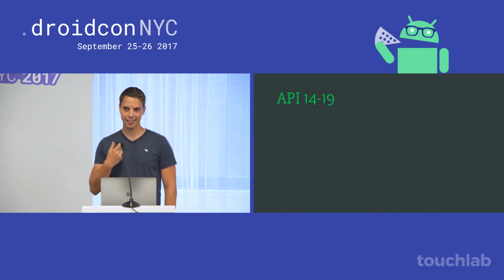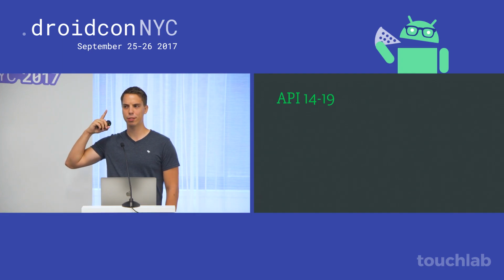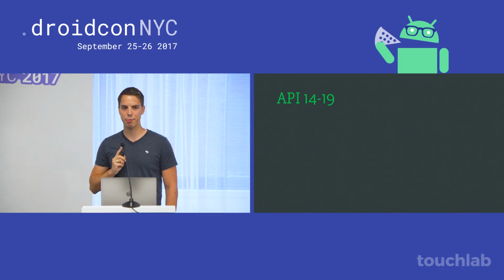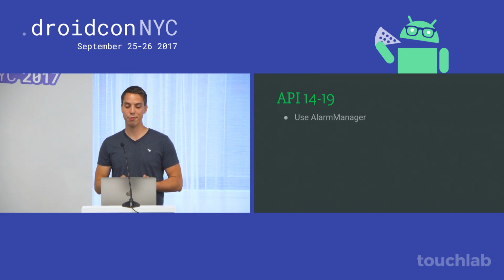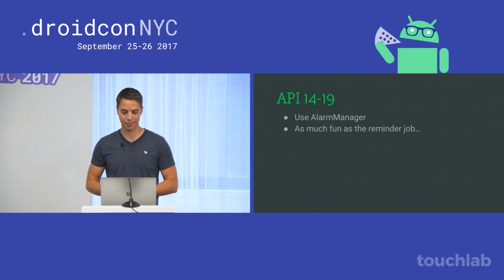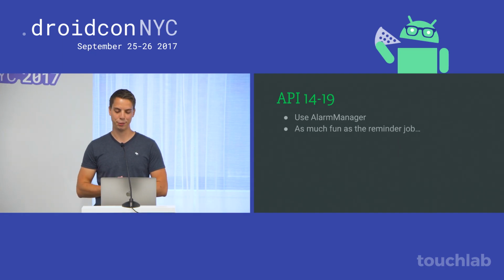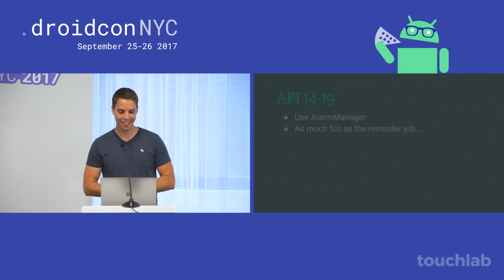Okay, and then, like I said, Job Scheduler is only available on Lollipop and above, GCM Network Manager only with the Google Play services, and we want to support all devices out there. So again, we have to use the Alarm Manager as a fallback. And I'll stop here because I promise you, it's as much fun as the reminder job.